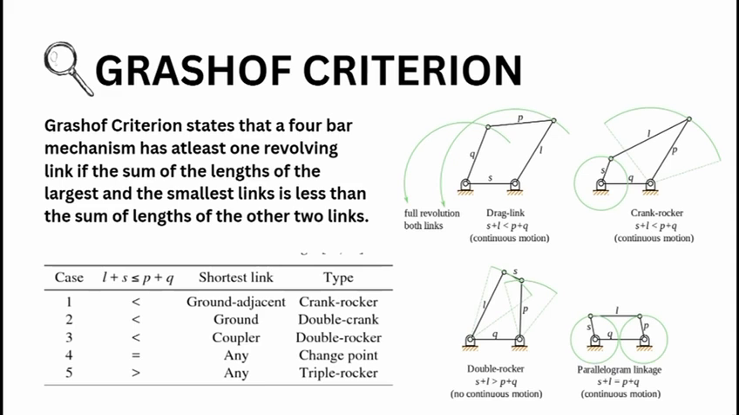The type of motion the mechanism exhibits does depend on where the shortest link is placed. Case 1: the crank rocker.